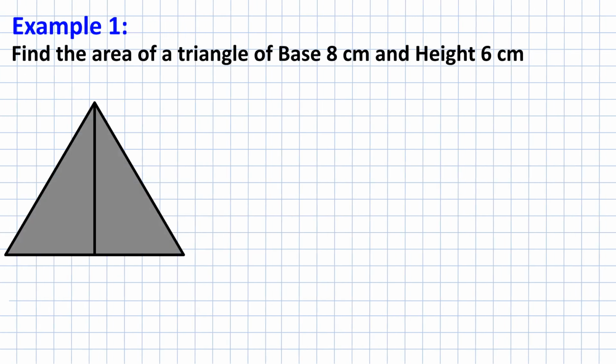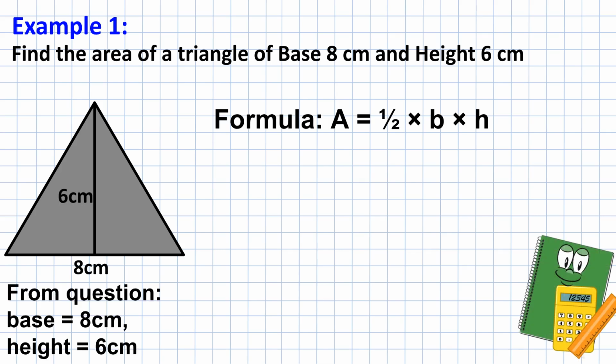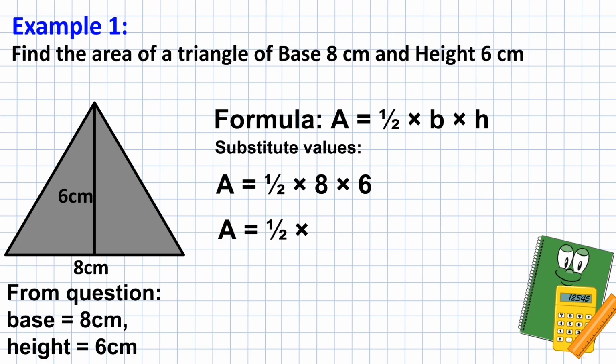Find the area of a triangle with a base of 8 centimeters and a height of 6 centimeters. Using our formula, A equals 1/2 times B times H. From the question, we know the base is 8 centimeters and the height is 6 centimeters. Now we substitute these values into the formula. A equals 1/2 times 8 times 6. This gives us A equals 1/2 times 48. Finally, calculating 1/2 of 48 gives us an area of 24 square centimeters.